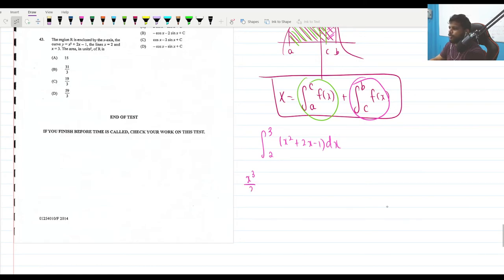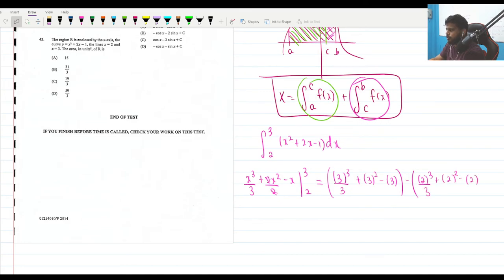x cubed over 3, integrating, plus 2x squared over 2 minus x evaluated between 3 and 2. I'm going to substitute my limits. So I'll have 3 cubed over 3 plus 3 squared minus 3. Take away, and now I'll substitute my lower limit, which will be 2 cubed over 3 plus 2 squared minus 2.